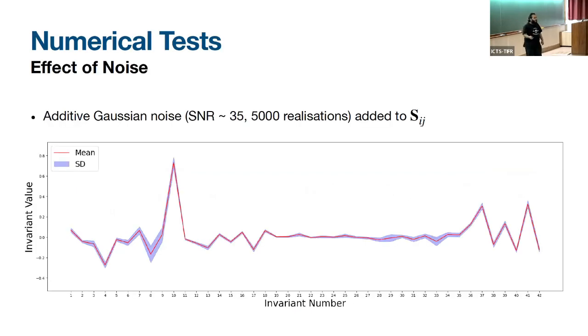Then some more numerical tests were performed. We added additive noise to all these visibilities with an SNR of 35, which is a value close to the lower bound taken from the EHT paper, and over 5,000 realizations. The red line here shows the mean of these invariants, and the blue shows the spread, which is the standard deviation. So you can see that some of them are very well resolved, while others are not.